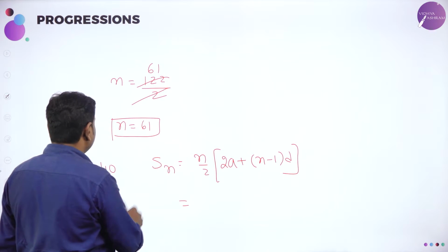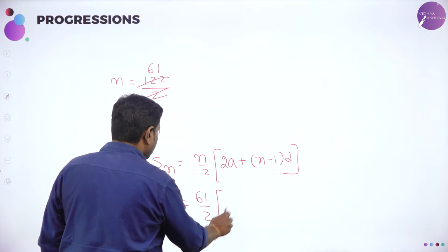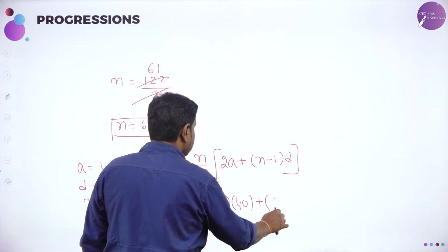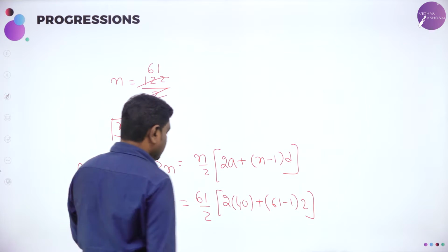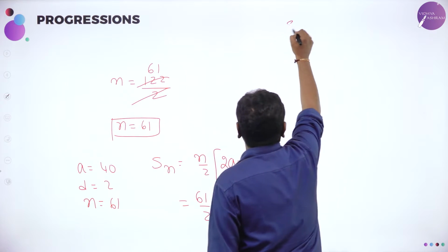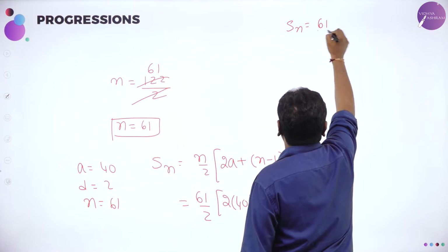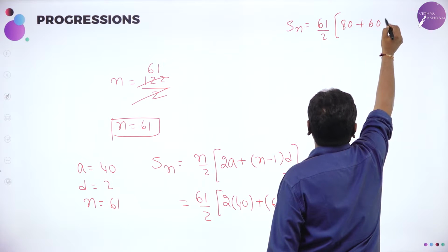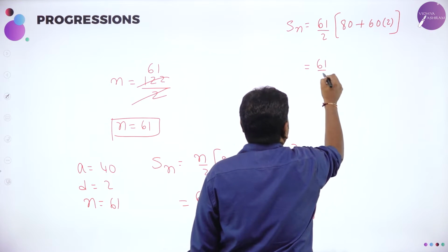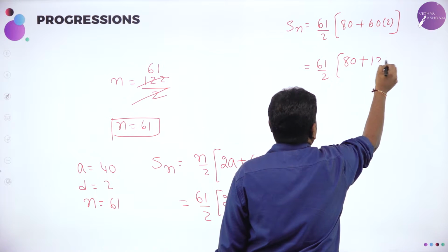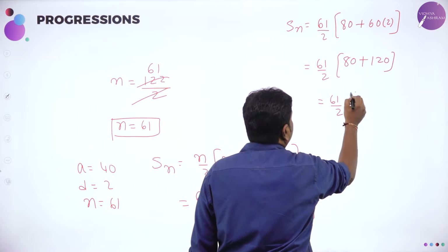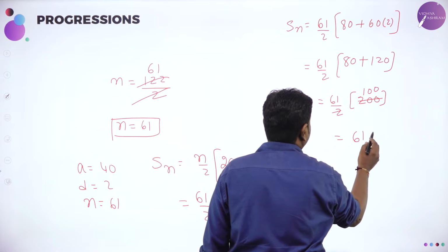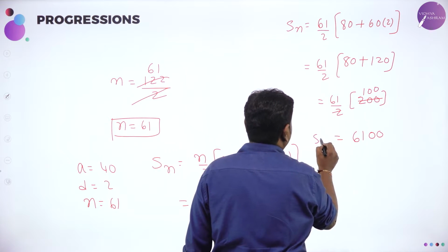So now n, how many terms do we have? 61. 61 by 2 into 2a. What is a? 2 times 40 plus (n minus 1), that is 61 minus 1, into common difference 2. Simplify this further. So Sn is equal to 61 by 2 into (2 into 40 is 80 plus 60 into 2), that is 61 by 2 into (80 plus 120), that is 61 by 2 into 200. So 2 ones are 2, 100 into 61, 6100.